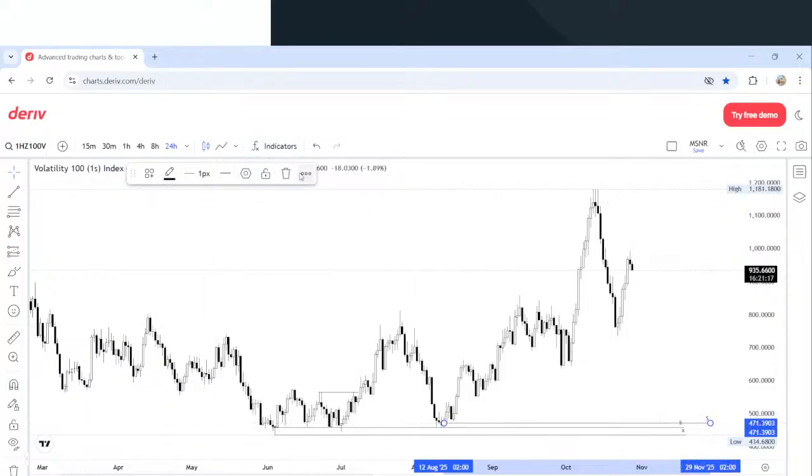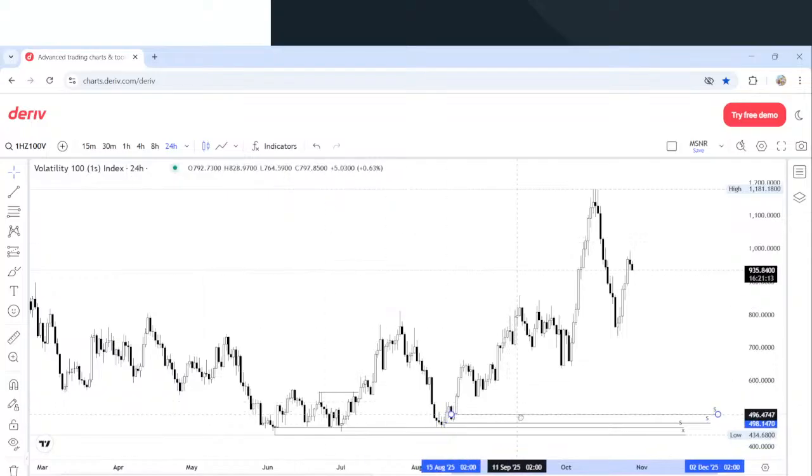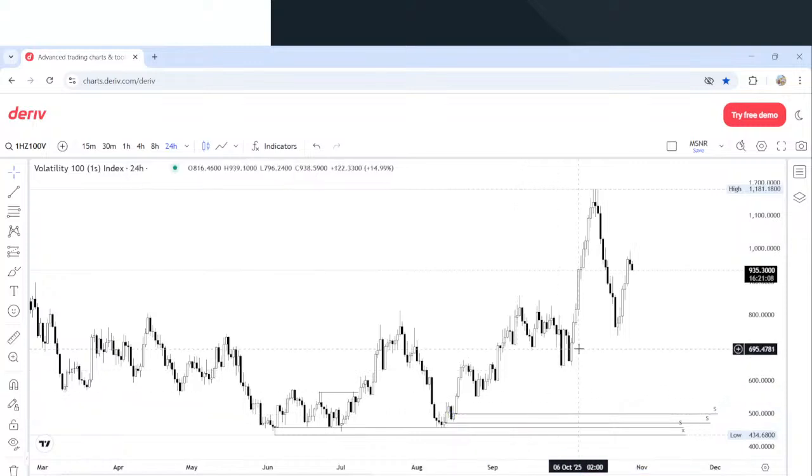And then there's also this one. It was also not touched. So we have 3 supports. This one has been touched 3 times: 1, 2, 3. Okay, so we are looking forward. I look at it as liquidity.